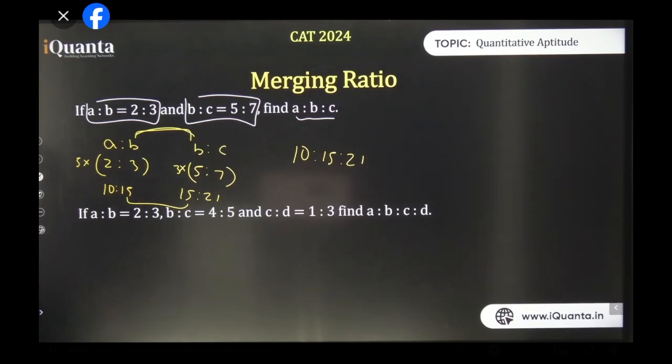Clear to all of you? This one, see, so A is to B is 2 is to 3.